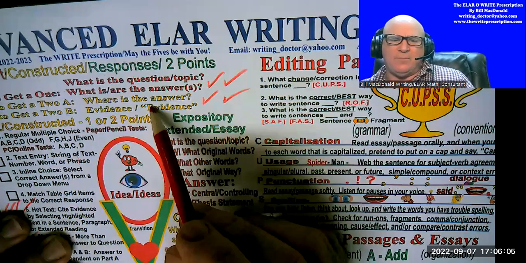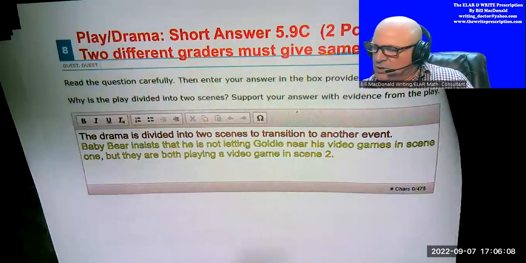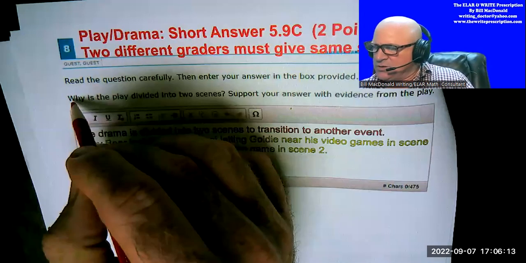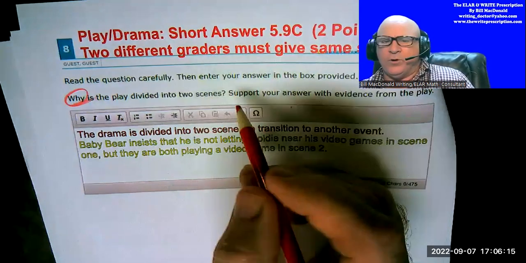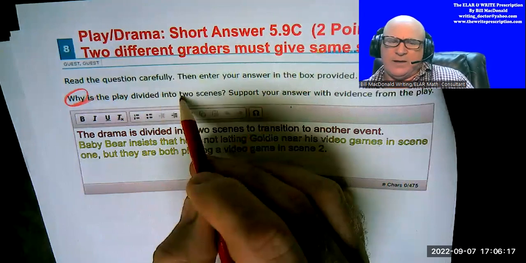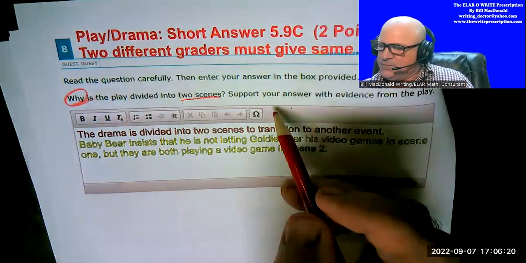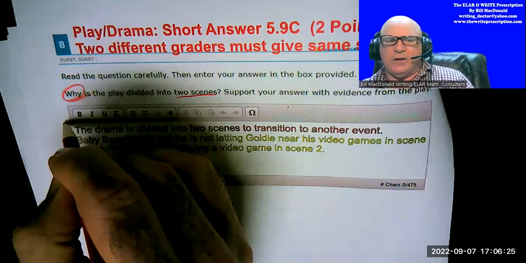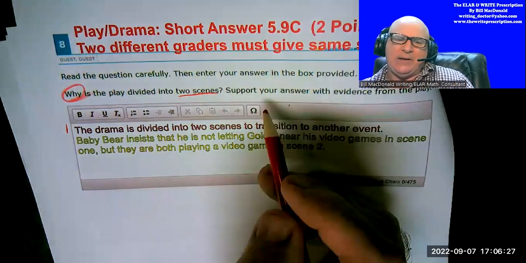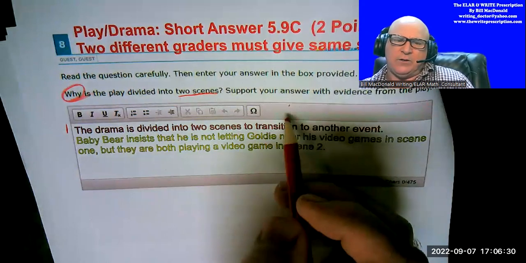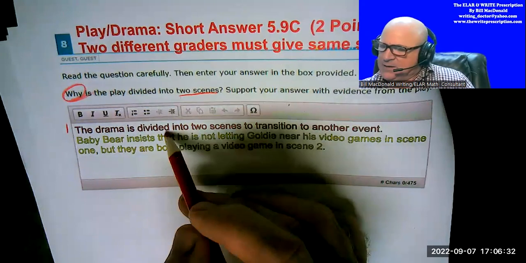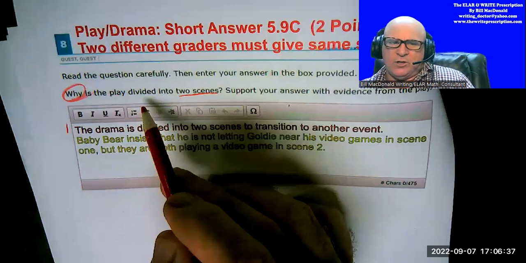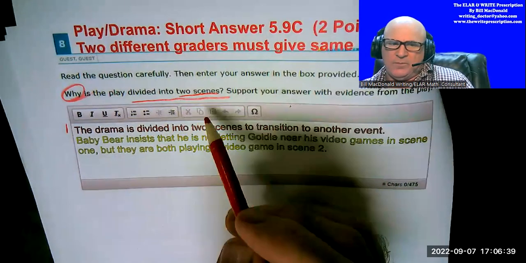Why is the play divided into two scenes? Why is my who, what, when, where, why, which, how? Two scenes. Support your answer with evidence from the play. So the answer is, for the first point, the drama is divided into two scenes to transition to another event. So when some of you ask me, do I have to restate the words from the prompt? Divided into two scenes. They used the word drama instead of the word play.